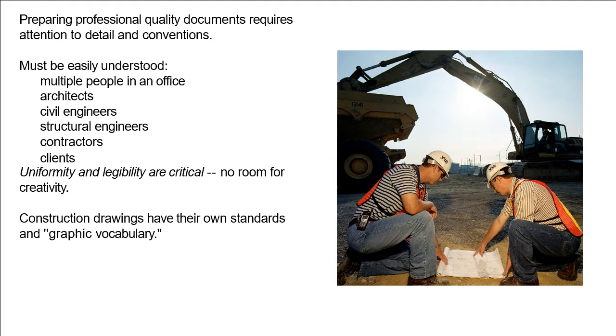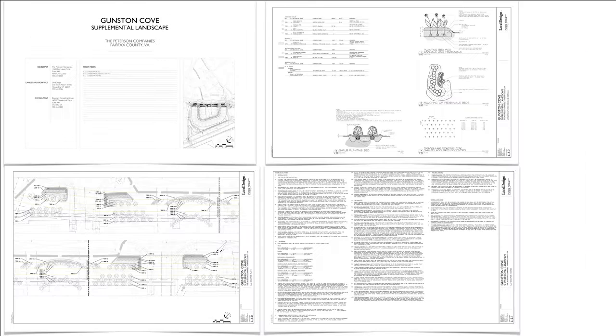All of these folks require the same visual vocabulary when we're communicating. So this is the place, unfortunately, that there is really no room for creativity. There are set rules that you have to follow when you're making these kinds of drawings. Here is an example of a small set of construction documents. And in the remainder of this lecture, we're going to be talking about some of the rules that you're going to have to follow in order to create these types of documents.